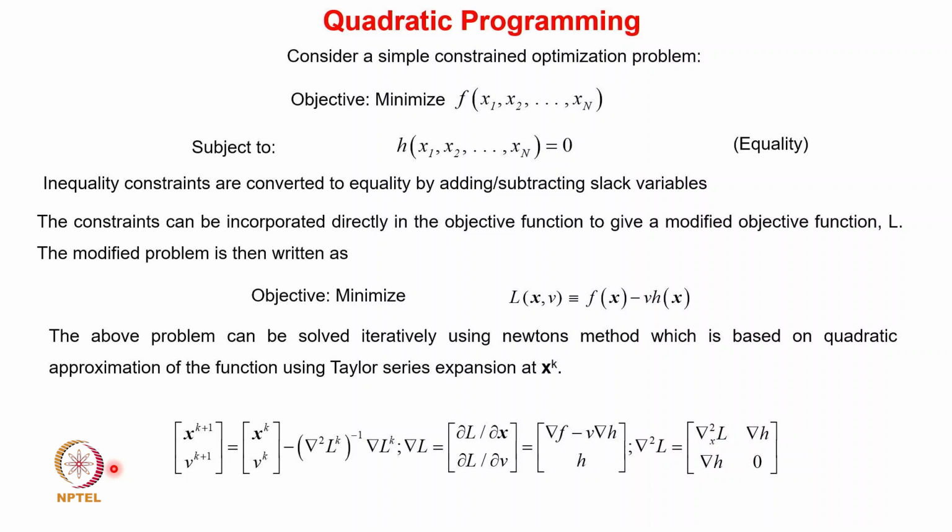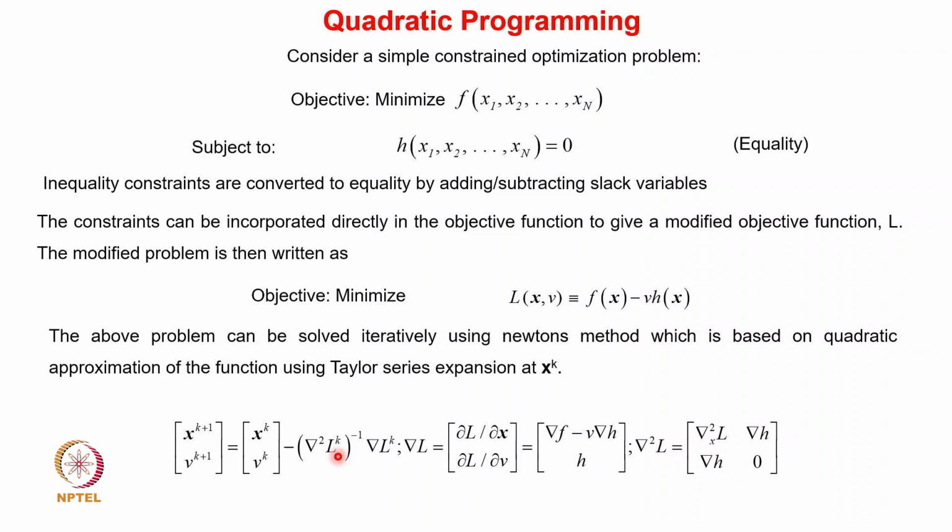So you can see that this is the objective function. These are the constants. We can formulate a Lagrange function like this, and this Lagrange function is then solved using the same concept of Newton's method. You can see that these are the optimum values of x and v, which are obtained at the k plus 1th iteration. We can obtain that from the current kth iteration values by subtracting the inverse of the Hessian matrix multiplied by gradient, isn't it?